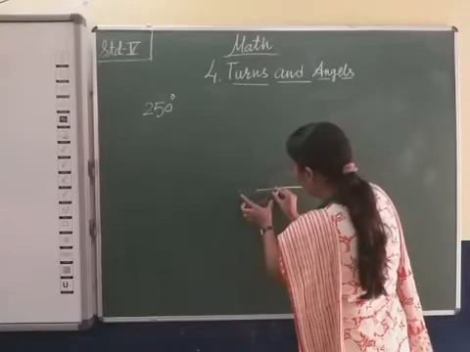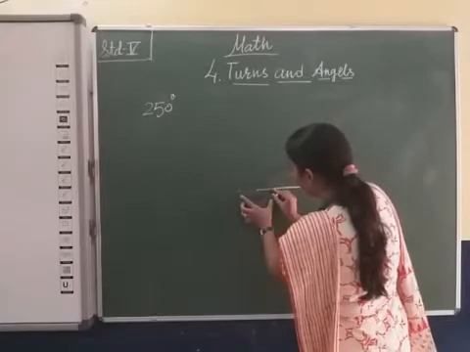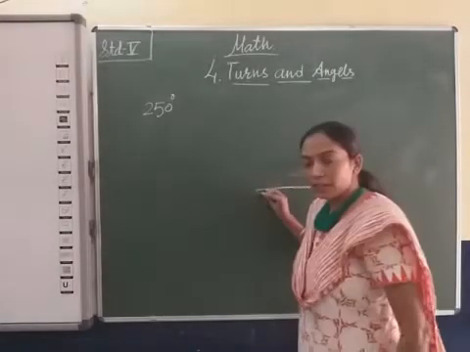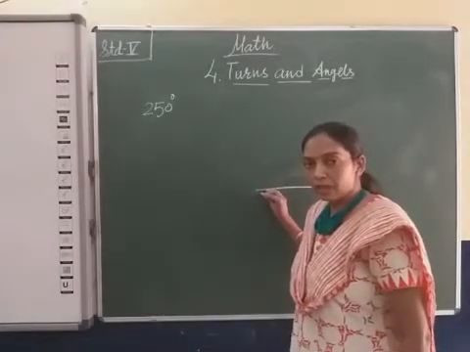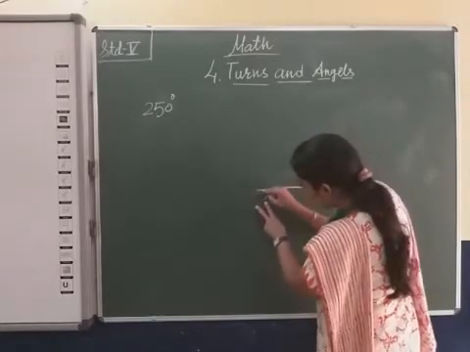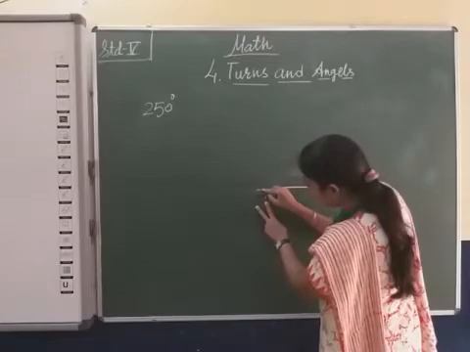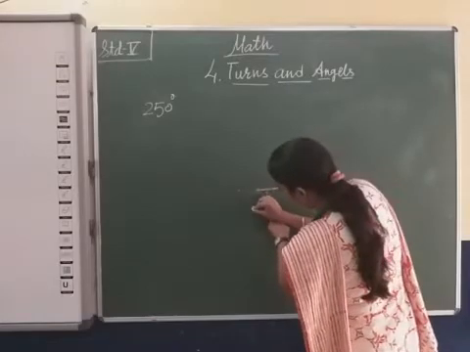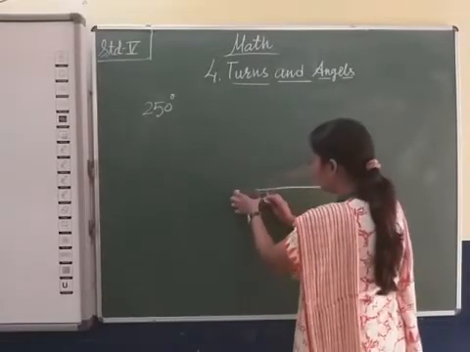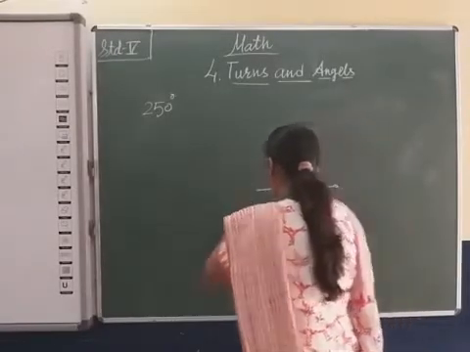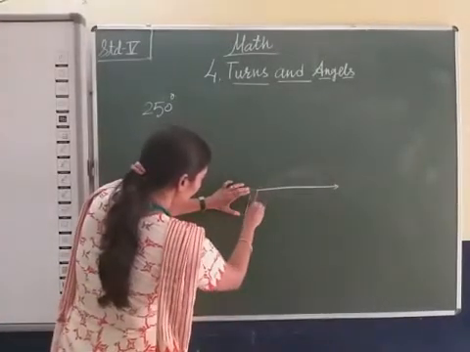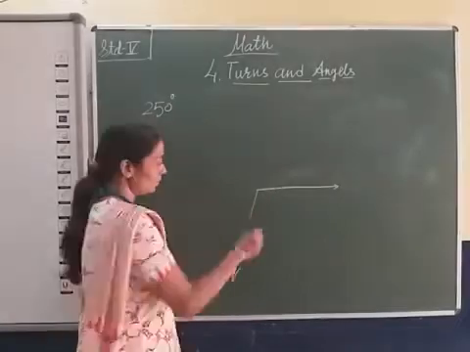So we need 70 more degree. 250 minus 180 is 70 degree, we move forward. So here to make the angle, 70 is here. Okay. So now we make the line. We draw a line here.